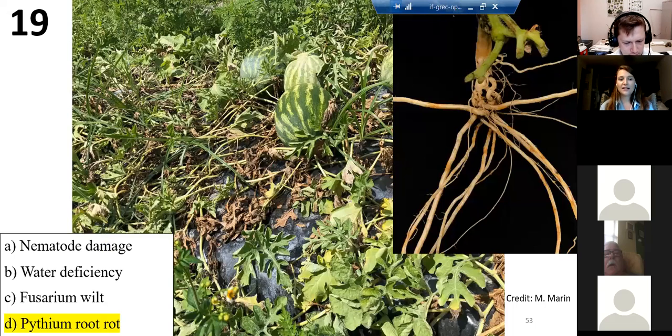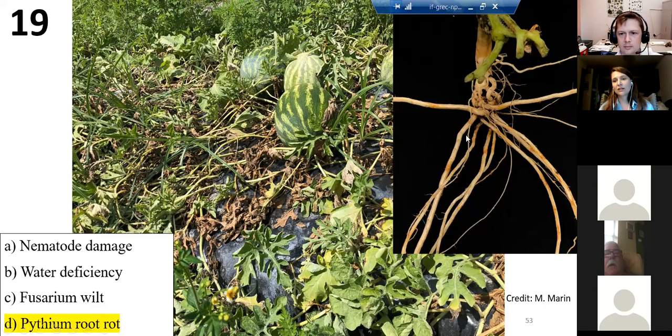Next one, 19, root rot. For 19 we got the majority, 44%, for fusarium. And then we got basically a split between pythium and nematode damage after that. Yeah, I know this one is tricky. It could have been fusarium wilt, and in this case pythium is an oomycete, very similar to a fungus.